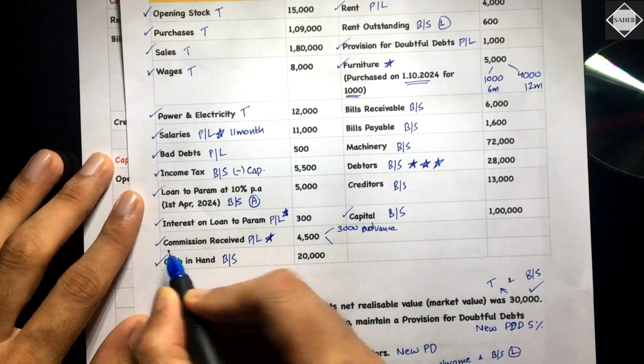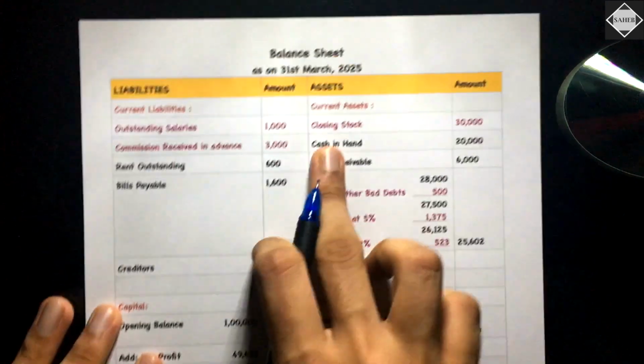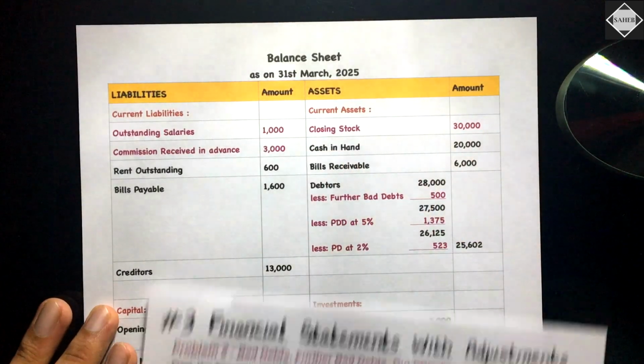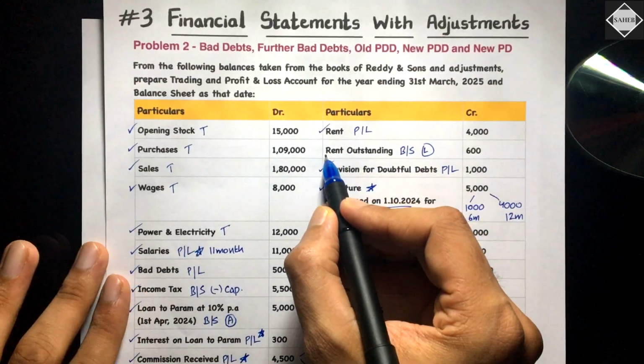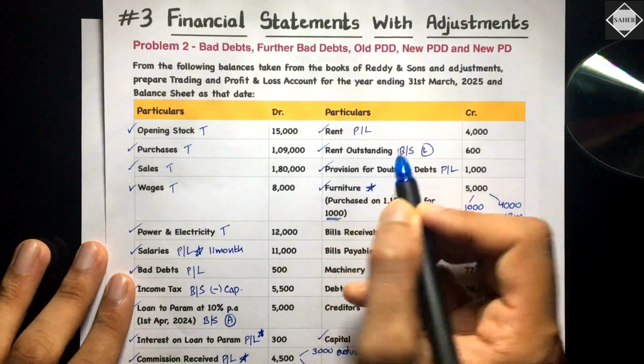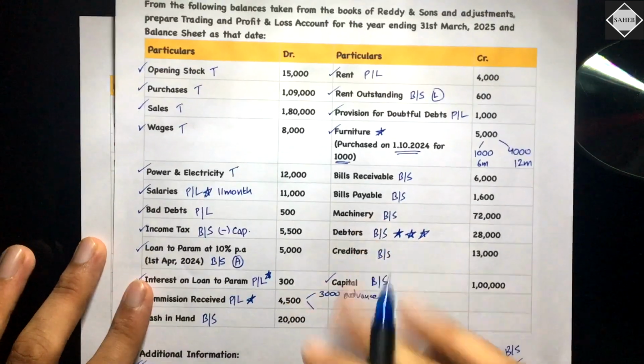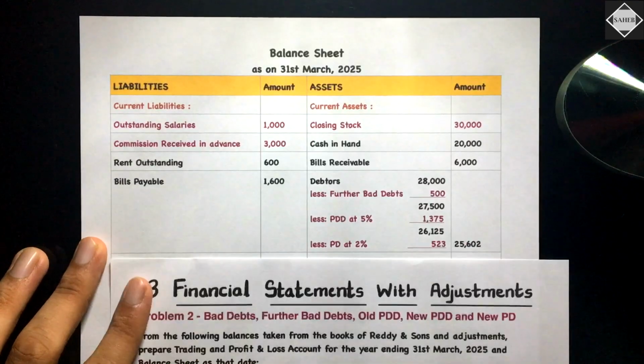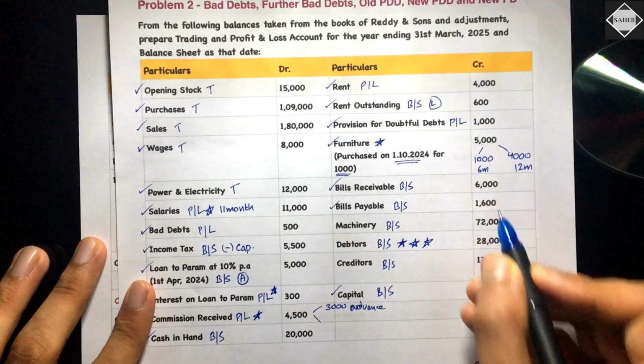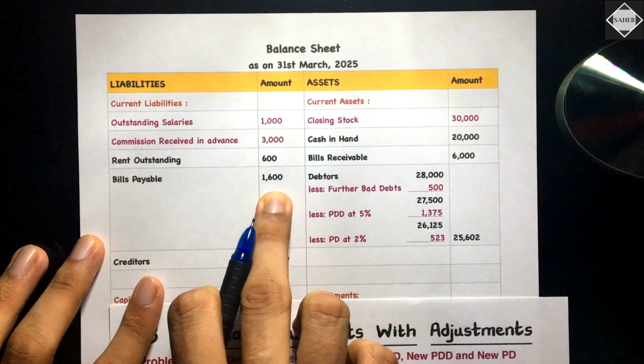Cash in hand. Cash in hand is balance sheet. Let's take current asset. Cash in hand 20,000. Easy. Yes. Then see, we have rent outstanding. It's a liability. Yes, it will come over here. Rent outstanding 600. Okay. Then we have bills receivable. It's an asset, current asset 6,000. Then we have, see, bills payable. How much? 1,600. Bills payable 1,600.